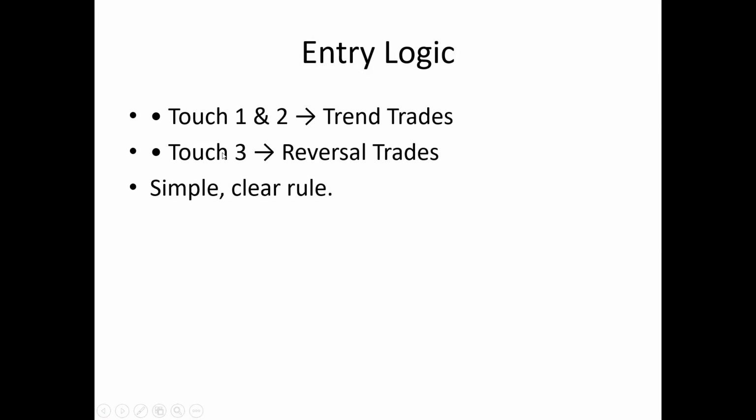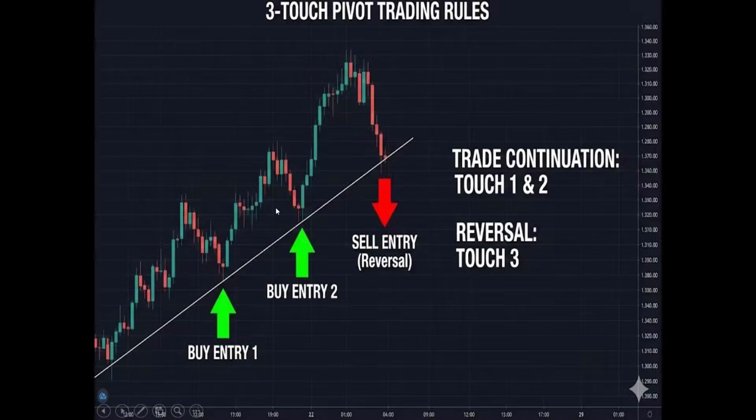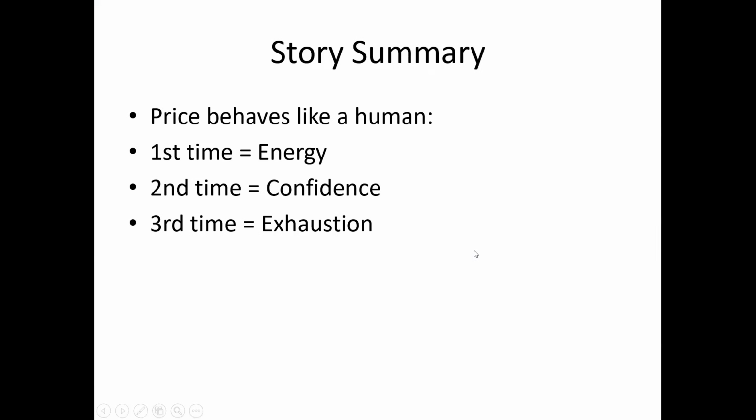So entry logic is touch 1 and 2, trend trades, touch 3, reversal trades, simple and clear rule. This is how it is. The first touch above the R1, buy entry, second buy entry, and third is exhaustion phase, it may reverse. So story summary is price behaves like a human being. First time it will have energy, second time confidence, and third time exhaustion.